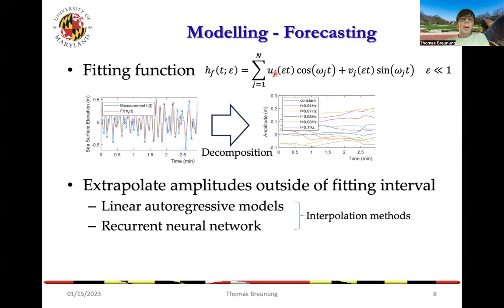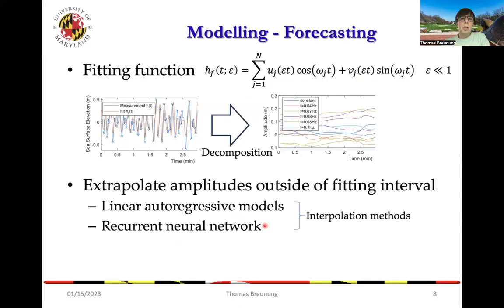And to do that, we use data-driven methods now. That's where the data-driven forecasting comes into play. We use linear autoregressive models, and we also use recurrent neural networks with LSTM cells. And both of them are essentially interpolation methods with limited extrapolation capabilities.